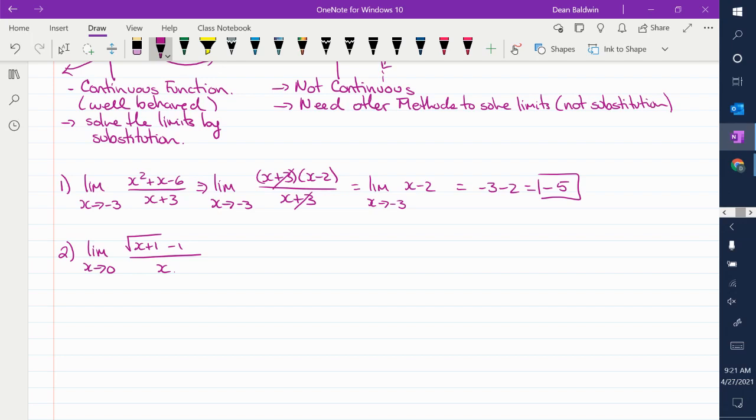If you have a square root, 99% of the time, aka for Math 100, all the time when you're doing a limit, you're going to multiply by the conjugate. Does anybody remember what a conjugate is? Okay, so if I have x plus 1, the conjugate of x plus 1 is x minus 1. Everything's the same, you just change the sign.